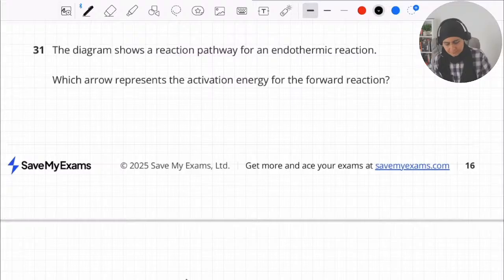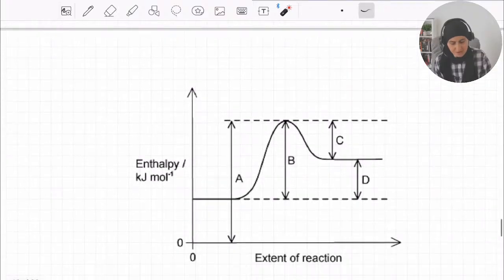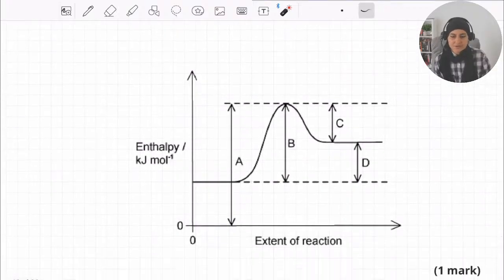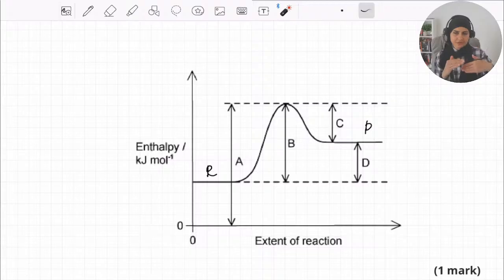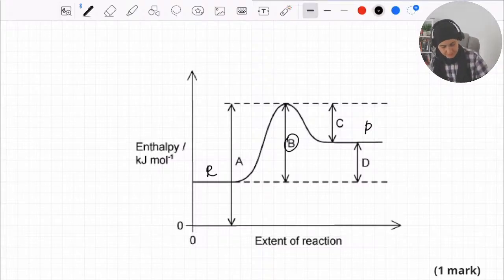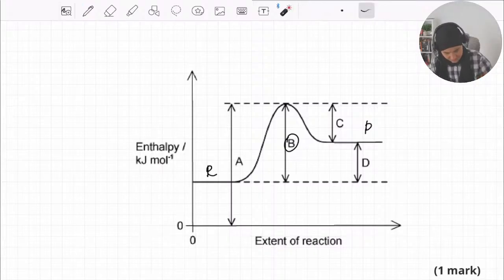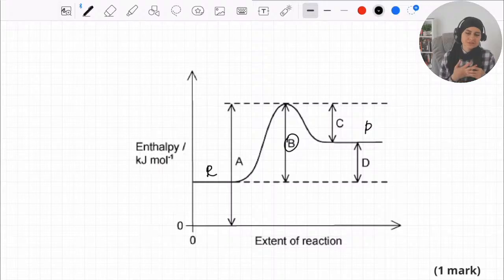Right, next question. The diagram shows a reaction pathway for an endothermic reaction. Heat is absorbed. Which arrow represents the activation energy for the forward reaction? Activation energy is always from a reactant to the top. These are your reactants, these are your products. So the arrow that goes from reactants to the top, for both exo and endothermic, that's activation energy. That's B. What would C be? C is the activation energy for the reverse reaction, when products go to the top. And D is enthalpy change. Enthalpy change should be denoted as one arrow, but it doesn't really matter in this case. We know it's not D. D is enthalpy change. So B.